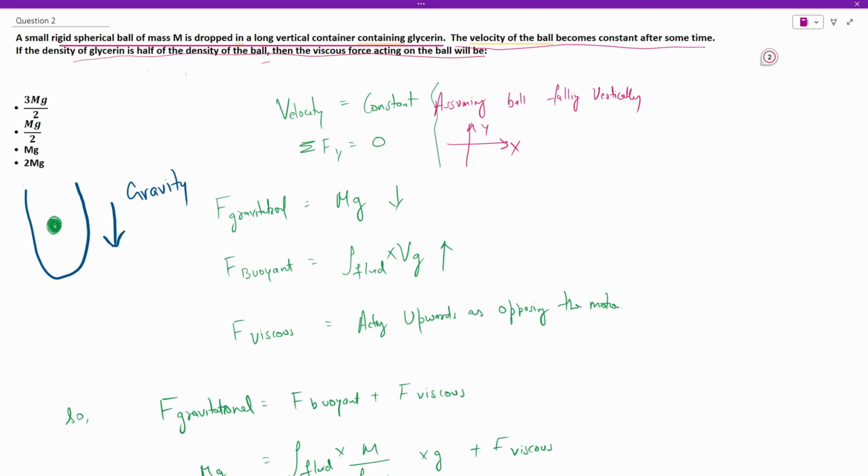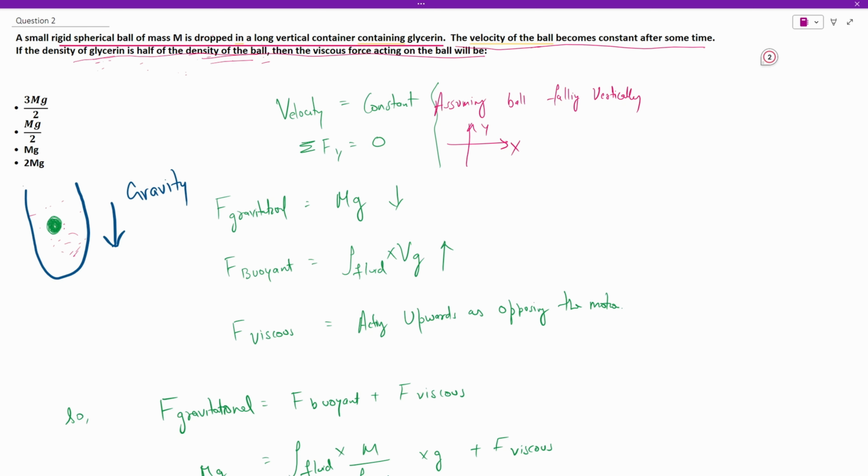So here we have been given that there is a beaker in which there is glycerin, and in it a ball is dropped, and after some time the ball is traveling with a constant velocity in the downward direction, that is, in the direction of gravity. So we have to find out what would be the viscous force. Here the given information is that the density of glycerin is half that of the density of the ball.